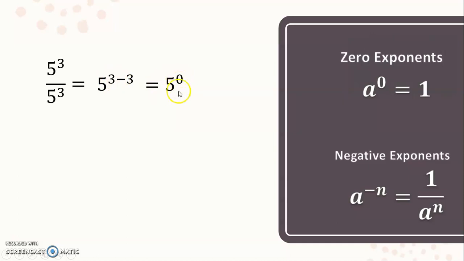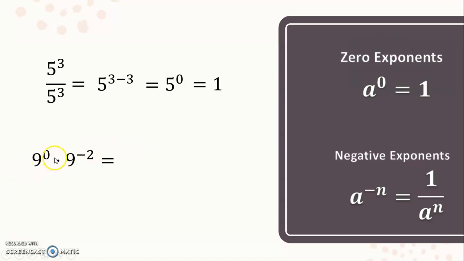Now, can I simplify this more? Yes, I can. I apply my zero exponents property and I have that every number raised to the power of 0 is 1. So this means that 5 raised to the power of 3 over 5 raised to the power of 3 is 1. Now let's see another example.